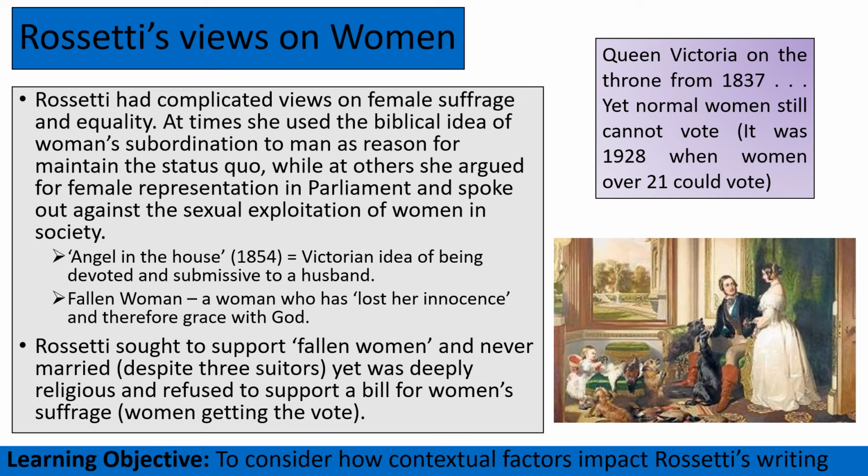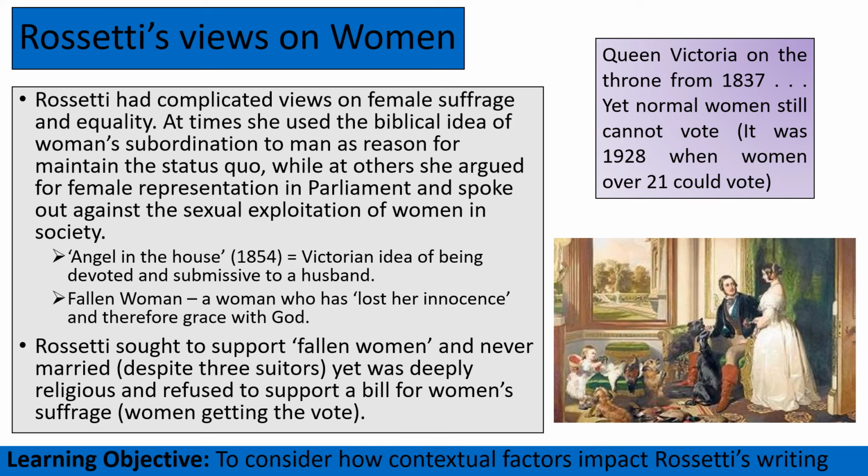So she seems to sometimes adhere to the angel of the house idea because that's what God would want. But at the same point, she helps the fallen women in the penitentiary. So she has this almost confused idea about what she wants to do. Rossetti sought to support fallen women and she never married. Was deeply religious, but yet refused to support a bill for women's suffrage.